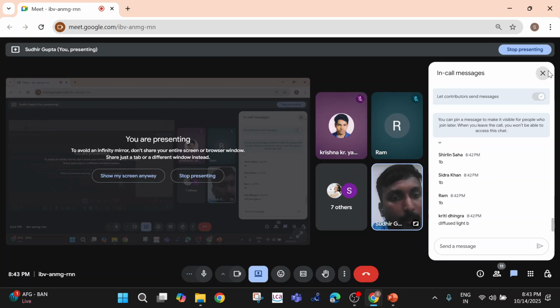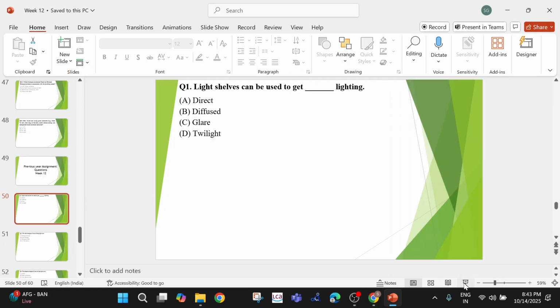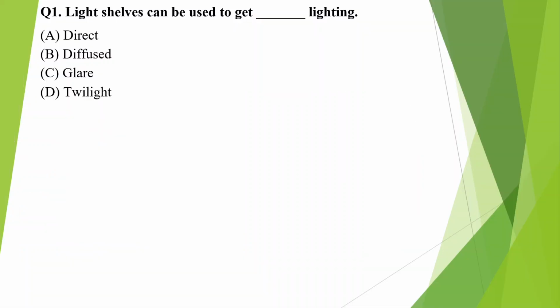Yeah, and all of you cannot be wrong. If all of you are saying B, that means B is the correct answer. Light shelves will help you reflect the sunlight, as you all know, and produce soft, or you can say diffused, light rather than the harsh direct light. So they help in diffusing the light. Correct. So let us move to the second question.